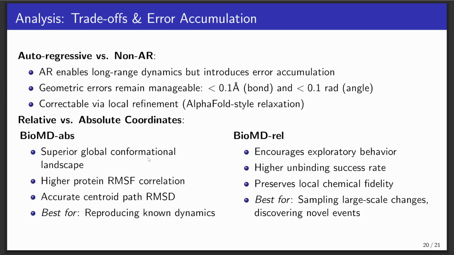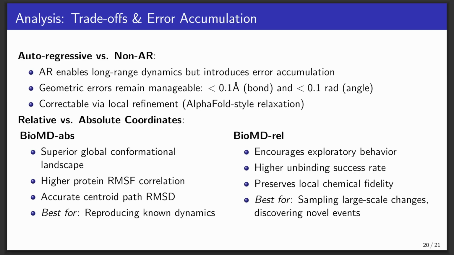Based on this experiment, the authors analyzed the trade-off and error accumulation in different scenarios. First of all, autoregressive or not. Autoregressive enables long-range dynamics, but it introduces error accumulation. But geometry errors remain manageable, for example, under 0.1 angstrom for bond length and 0.1 radian for angle. And this error can also be corrected by local refinements, such as AlphaFold side-chain relaxation.